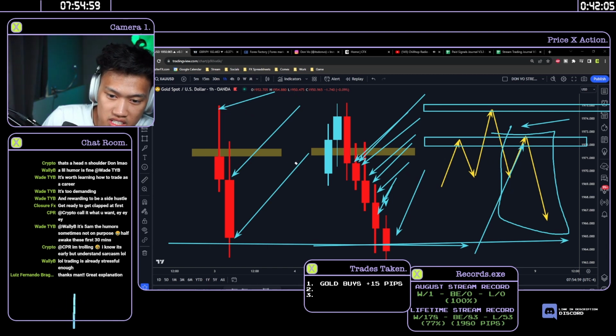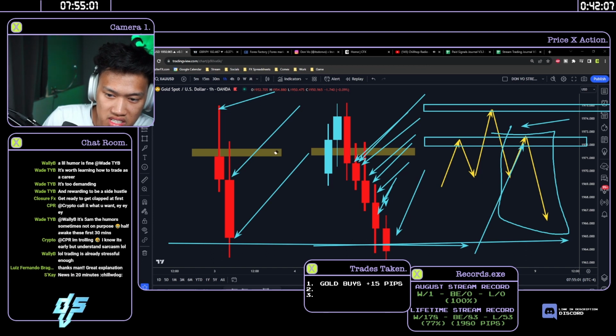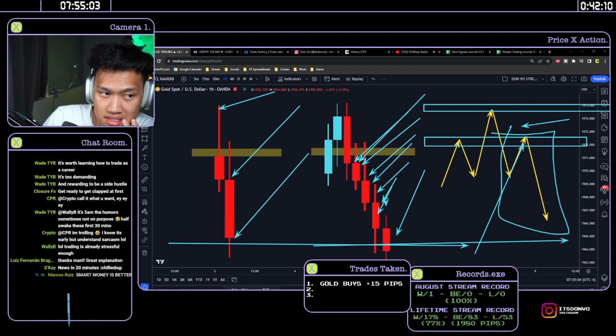But yeah, that's structure. That's top wicks. That's liquidity wicks. That's range fills. That's range ones, range twos, right? It's all of that.